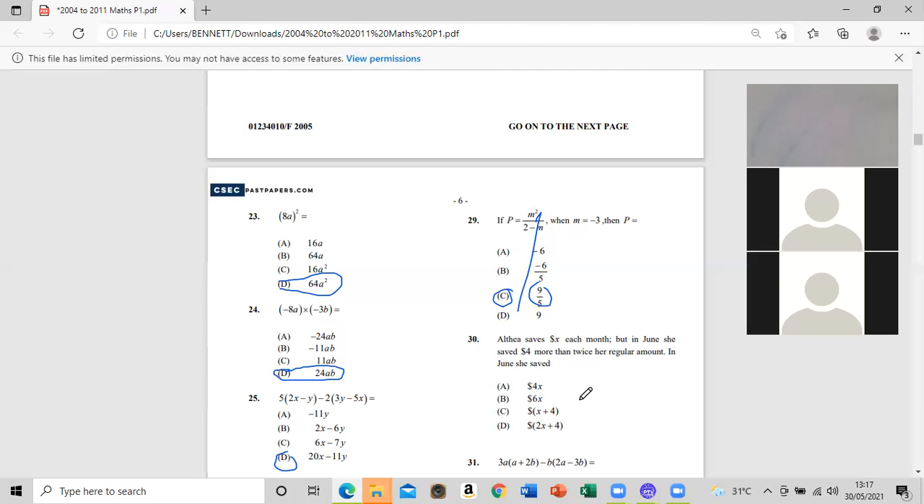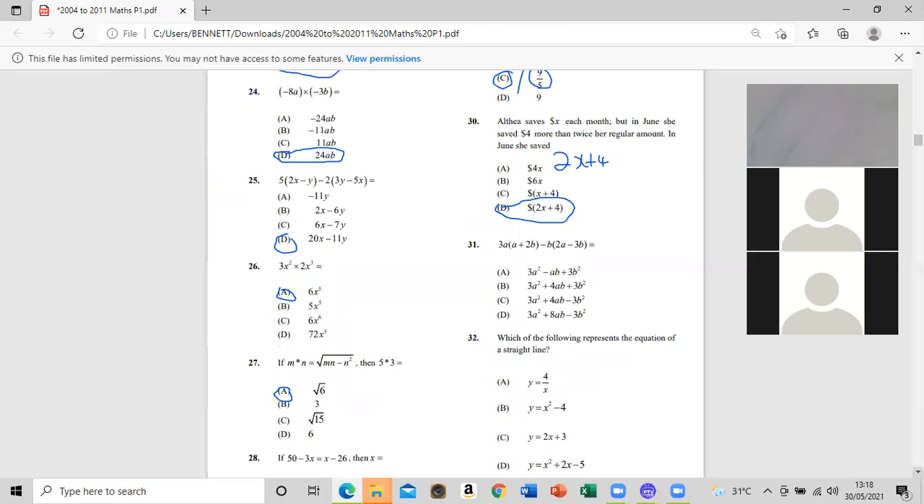All right, Althea saves x dollars each month. But in June, she saved $4 more than twice her regular amount. In June, she saved... twice plus 4. It's not rocket science. Usually, guys, the January paper is harder than the June paper, than the May paper. You realize that?